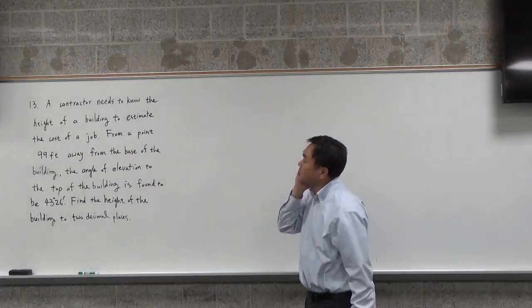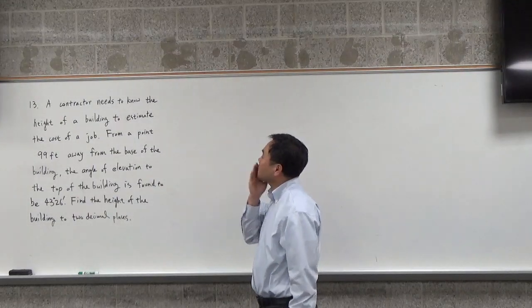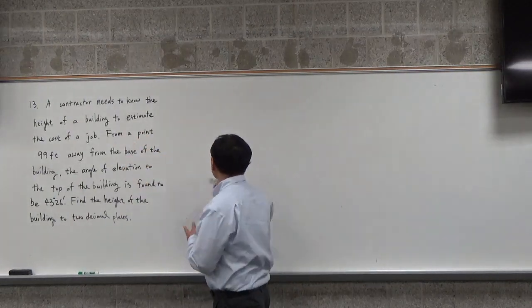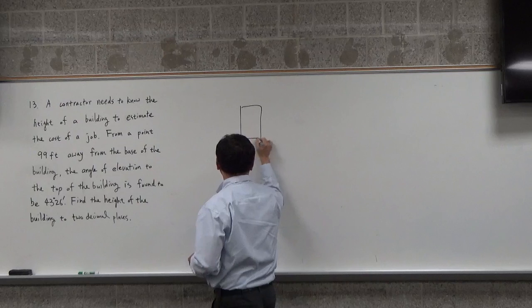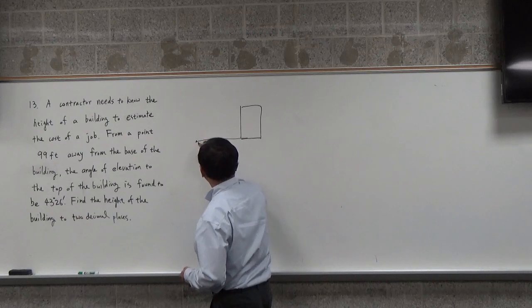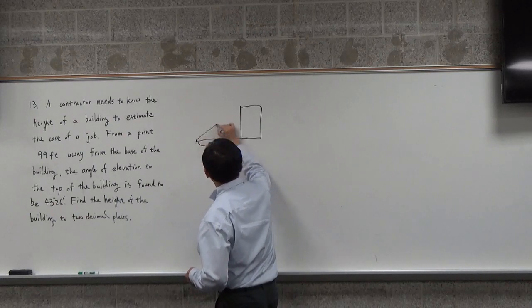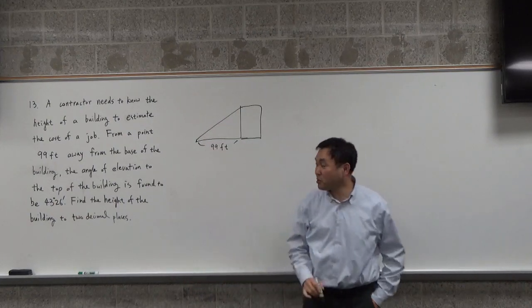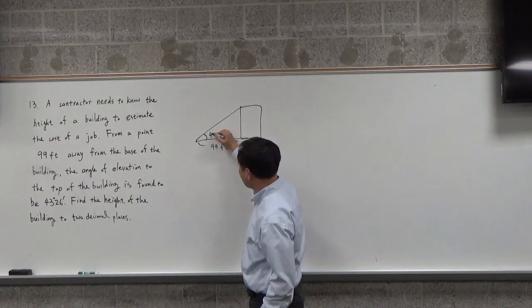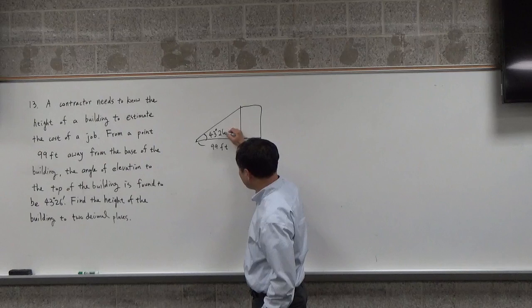Basically, this question is asking us to find the height of a building. Here's the building, and you're 99 feet away. You look at the top of the building, and the angle of elevation right here is 43 degrees 26 minutes.